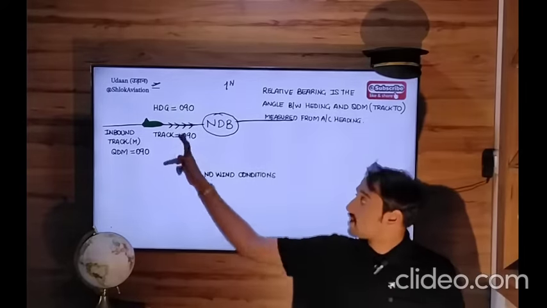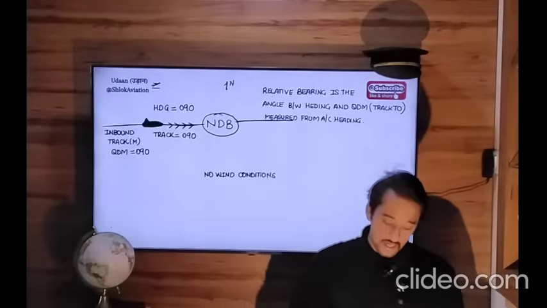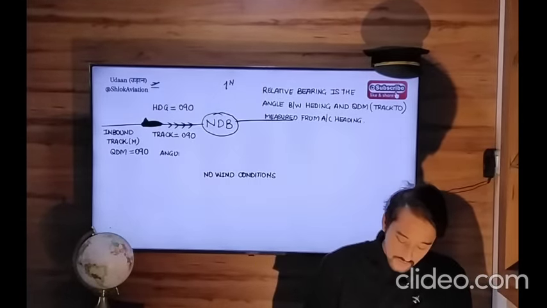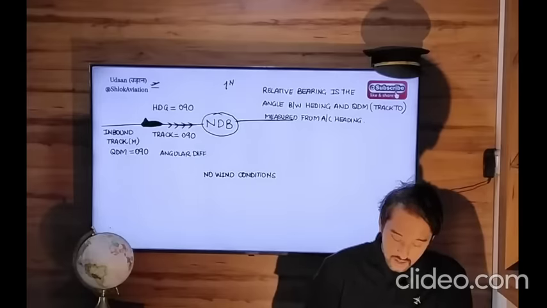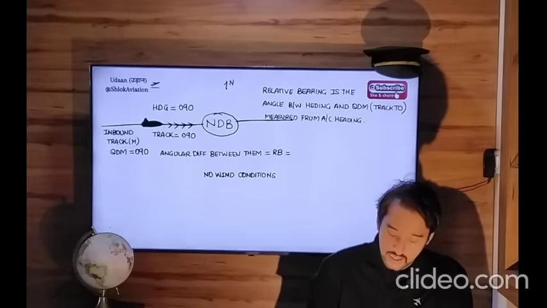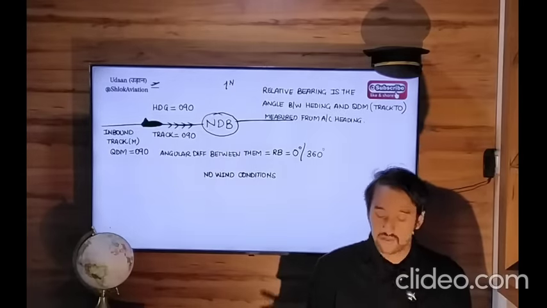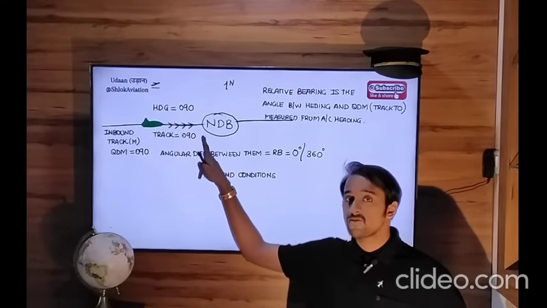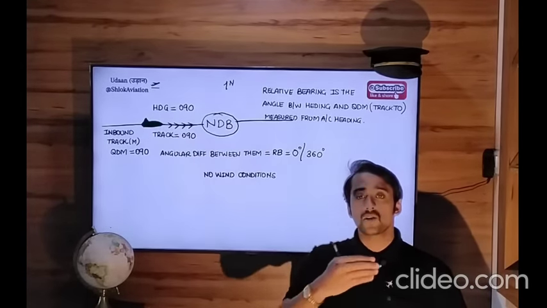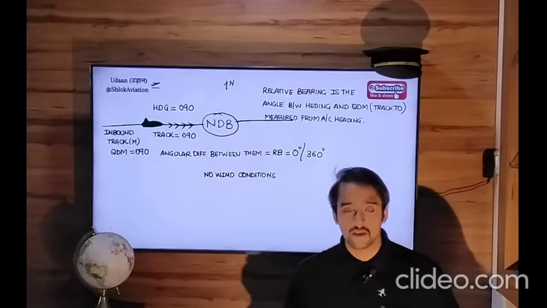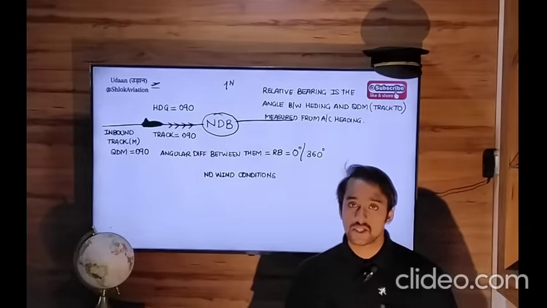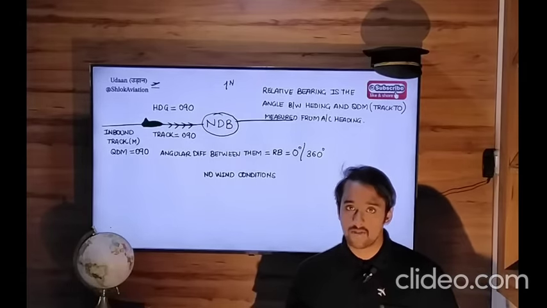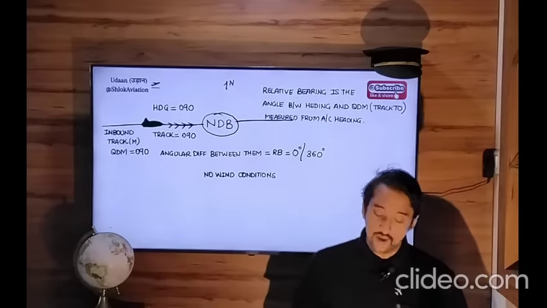Now in this case, when heading is also 090, track is also 090, the angular difference between them, which is nothing but your relative bearing, is 0 degree or 360 degree. That means the NDB station is directly in front of the aircraft, in front of the nose or the longitudinal axis of aircraft. The NDB station is directly in front of longitudinal axis of aircraft or the heading of aircraft. Now this is for no wind conditions.